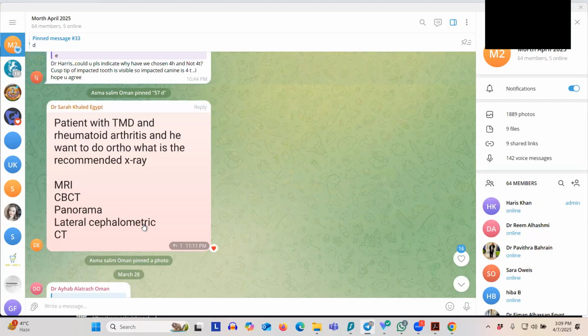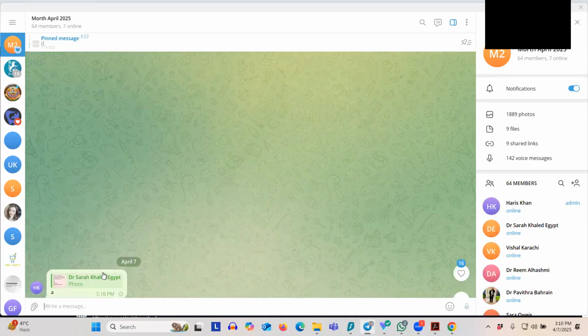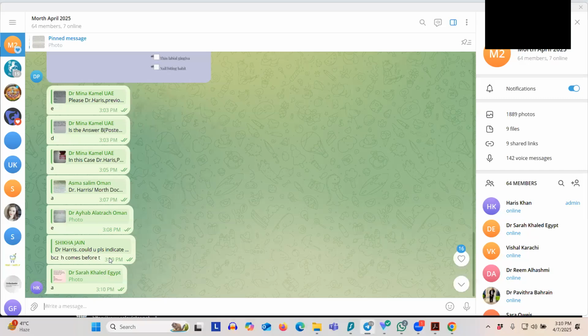Patient with TMD and rheumatoid arthritis wants to do ortho. What is the recommended X-ray? There should be a plain X-ray, but eventually for the joints you go for MRI. So I select MRI. And the radiologists see them in plain X-rays combined with MRI.